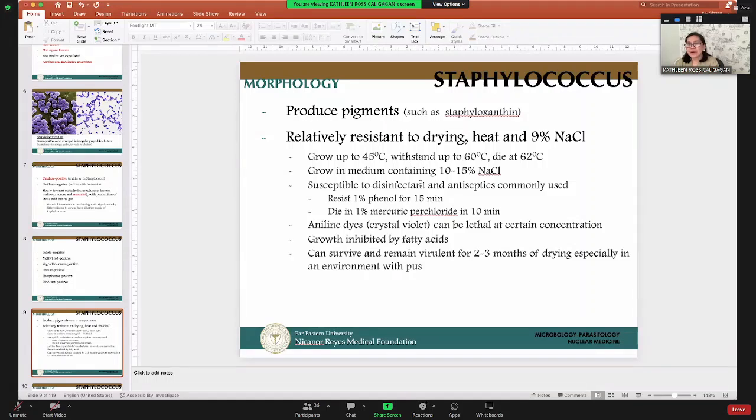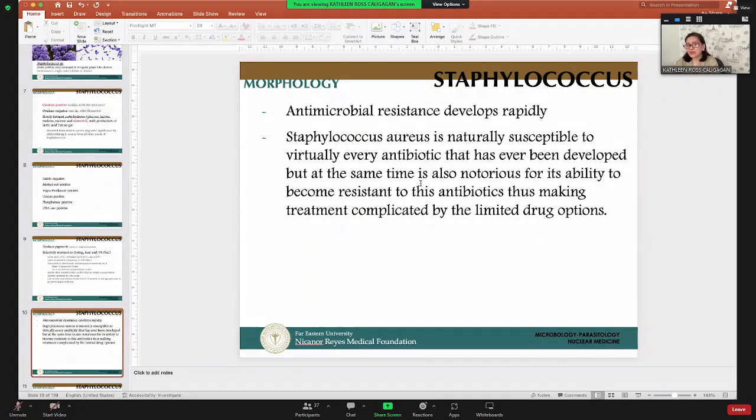So this property of Staphylococcus is that they develop resistance to antibiotics rapidly. They are naturally susceptible to virtually every antibiotic that has ever been developed, but at the same time, they are also notorious for their ability to become resistant to antibiotics, thus making treatment complicated by the limited drug options. So they can easily develop resistance against antibiotics.